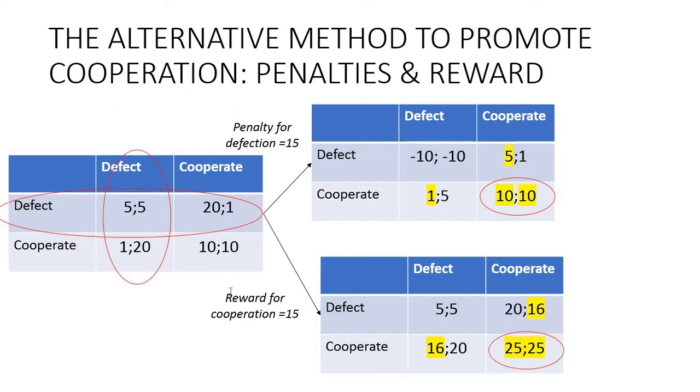Analogously, you can introduce a reward for cooperation. So then the cooperating party will get an additional 15 units of utility or something. So then instead of 20, we have 16, 20, analogously 20, 16, and 25, 25 for the cooperate outcome. So again, now the cooperative outcome is a Nash equilibrium. So we see a coincidence of the Pareto efficient outcome and the equilibrium outcome of the game.